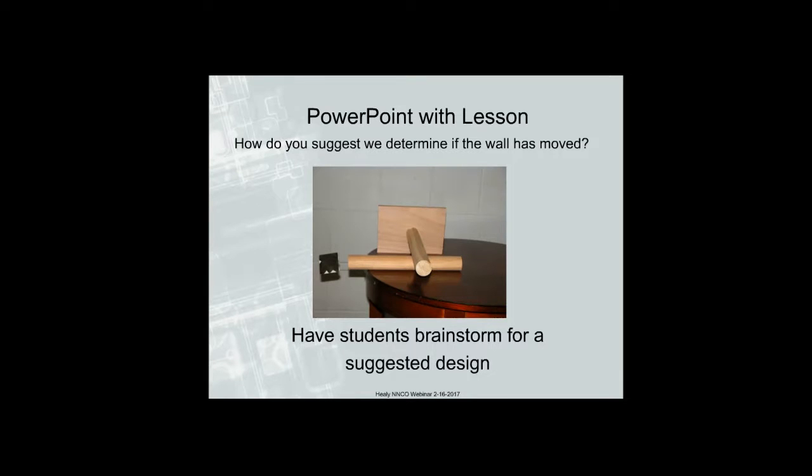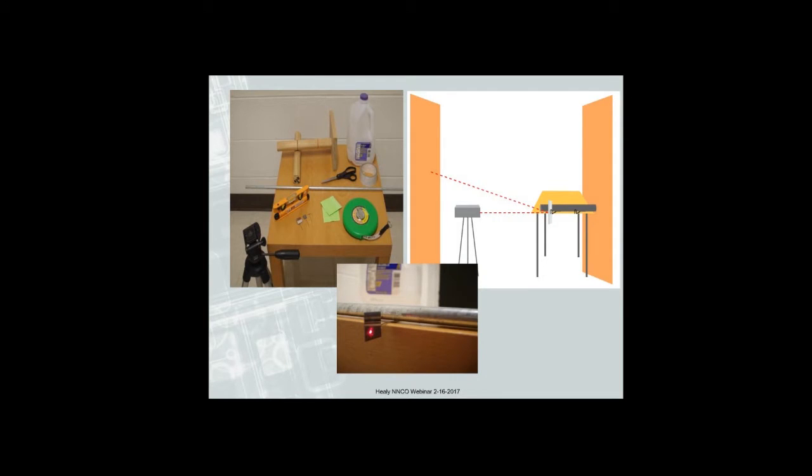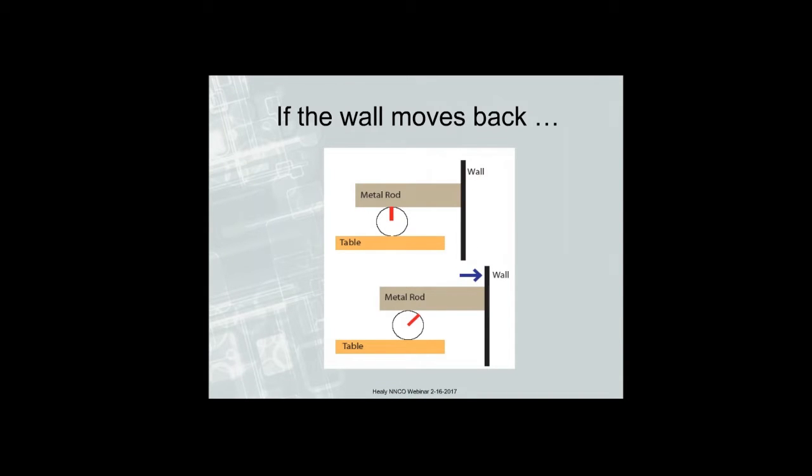So this is the configuration. You show this to the students. I don't usually show this exact configuration. I show them the parts, and I have them brainstorm about a suggested design of how you can see that the wall has moved. So these are the type of things that they have, and this is actually the final setup. This one we use a laser level. The laser level shoots out the beam, and the beam hits a small mirror, and that then reflects back onto the opposite wall.